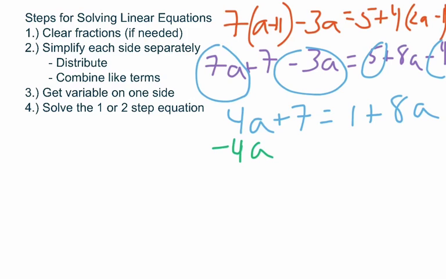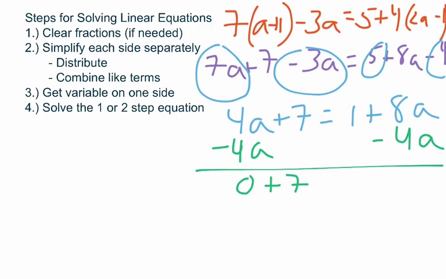If I subtract 4a from the left, I also have to subtract it from the right, and make sure you subtract it from the like terms. A's get subtracted from other a's. 4a minus 4a is 0. Bring down that 7 equals 1. 8a minus 4a is 4a.